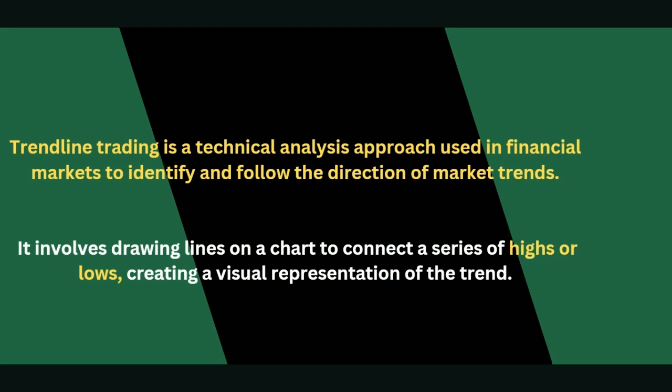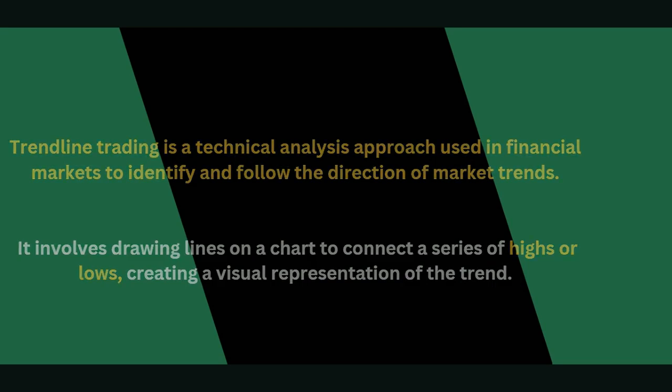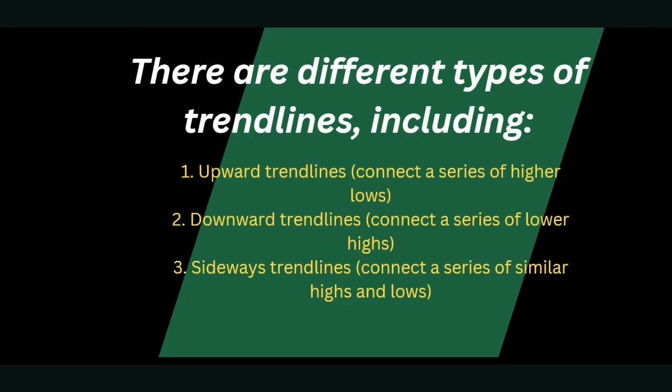It also involves drawing lines on the chart to connect a series of highs or lows, creating a visual representation of the trends, including the upward trendline, which connects a series of higher highs and higher lows. The downward trendline connects a series of lower highs and lower lows. Sideways trendlines connect similar highs and lows.